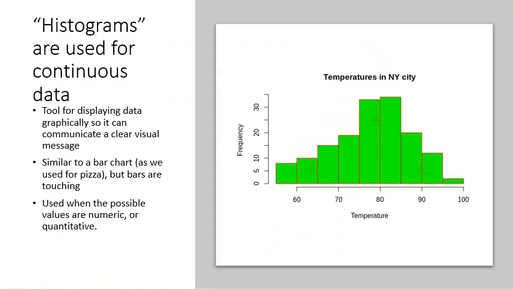A histogram is what we're going to be working with most in our class. Histograms are used for continuous data, or data that is quantitative and that has ranges like this. This temperature could be anywhere in between. It looks very much like a bar chart, but you'll notice a couple of differences. The main one is that there are no gaps between the bars. That's because there are no gaps between the data.